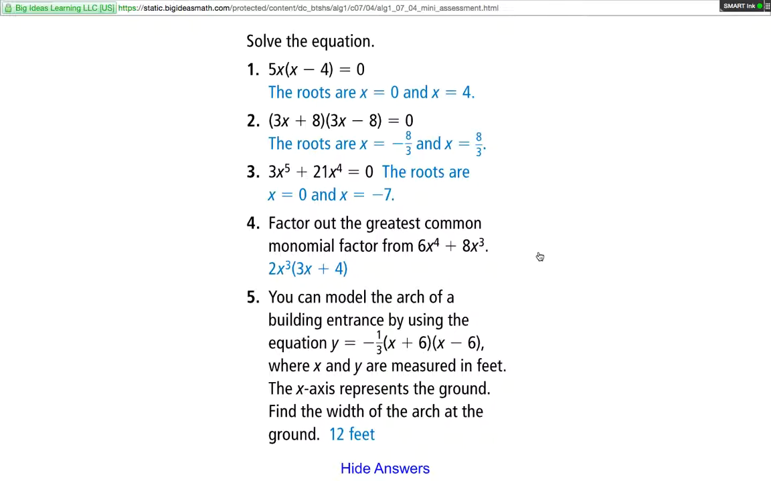You notice the GCF, or sorry, greatest common monomial factor, is very similar to the distributive property, at least I say it's the reverse distributive property.